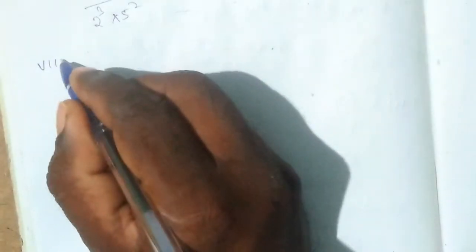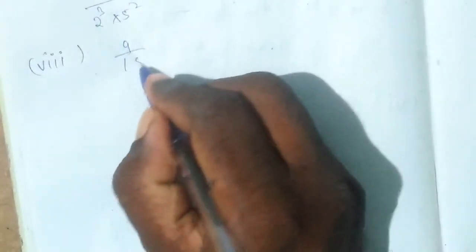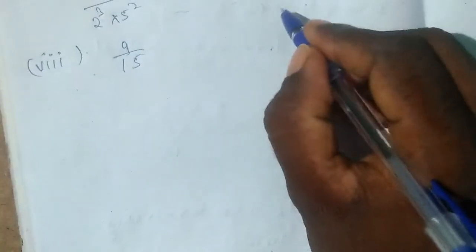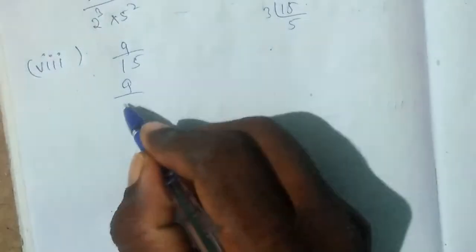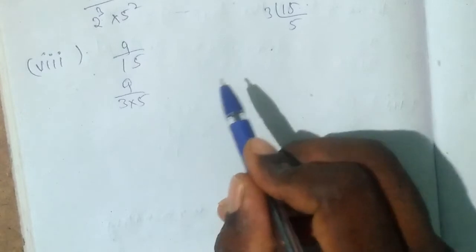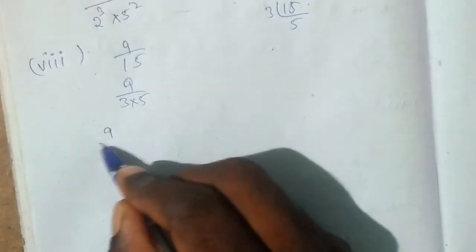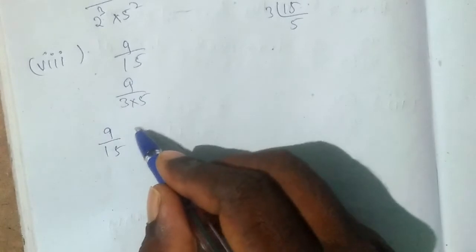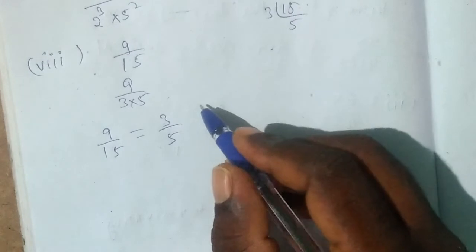So 8th problem. Nine by 15. So 15 we can write 3 5 is 15. 9 by 3 into 5. So which is not in the form of 2 to the power of n, 5 to the power of m. So which decimal is it? Yes, you are correct. 9 by 15 is equal to 3 by 5.